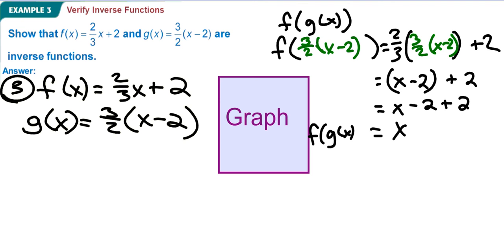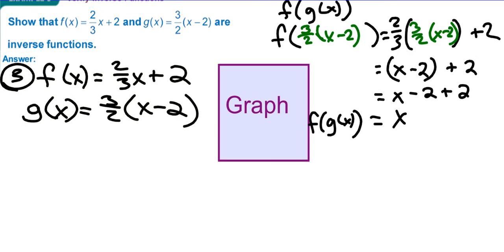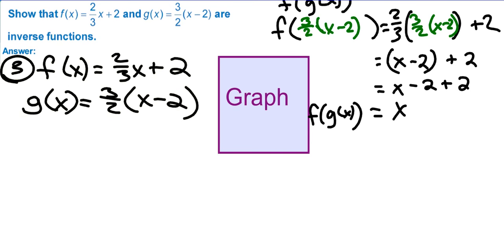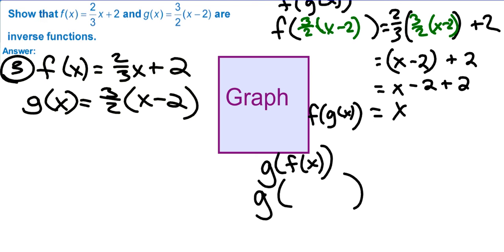Do be careful because we know compositions are not always the same. If you're trying to determine if these are inverses, one of them could be x and one of them could not be. And so our other one is g of f of x, and we know it's an inverse, so we're just going to put it in there. So g of this f of x function, 2/3 x plus 2.